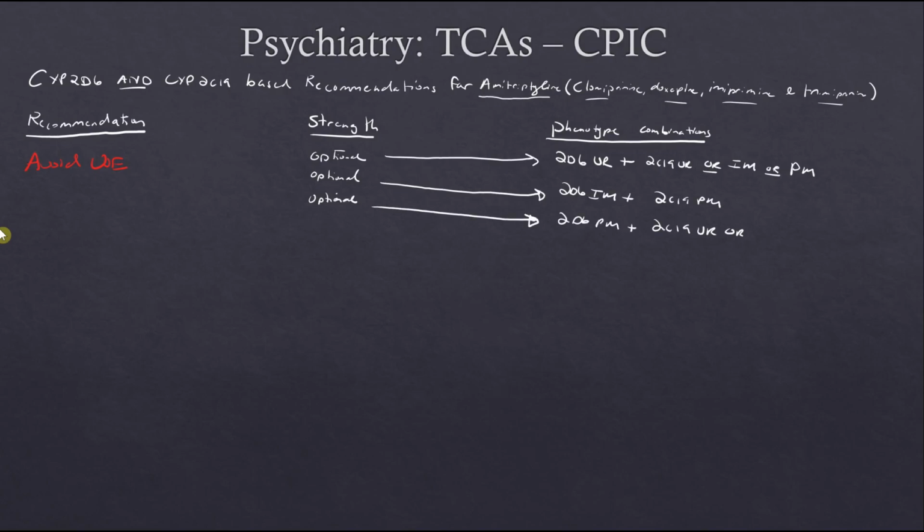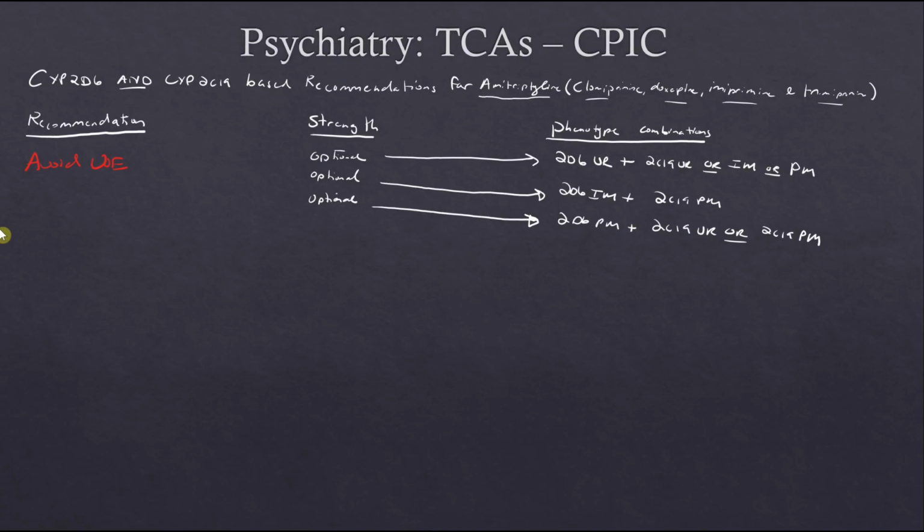And as you can see here, there's several different combinations on which they recommend you avoid use of these particular tricyclic antidepressants. And the strength of the recommendation based on the evidence is optional. So these aren't required or strong evidence recommendations. They're considered lower evidence recommendations, but still recommendations that you can consider as optional.